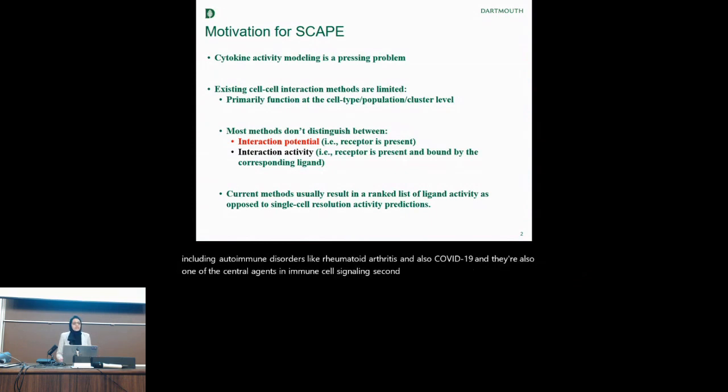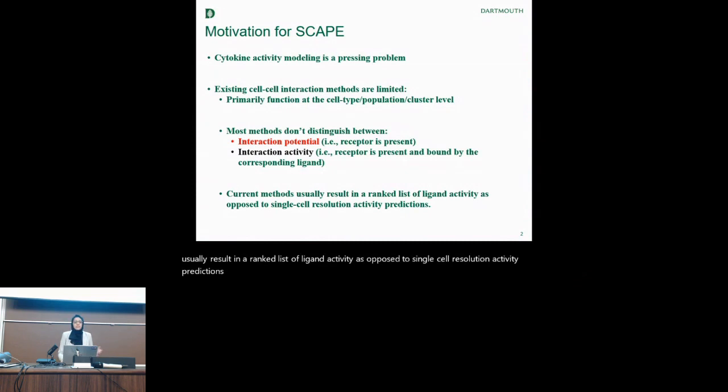Second, existing cell-to-cell interaction methods are largely limited because, one, they primarily function at the cell type, population, or cluster level. And second, a lot of methods don't distinguish between interaction potential, where the receptor is present, and interaction activity, where the receptor is present and bound by the ligand, based on expression from molecules that are either downstream of the receptor or on the molecular pathway of the receptor. And thirdly, current methods like NicheNet, for example, usually result in a ranked list of ligand activity as opposed to single cell resolution activity predictions.